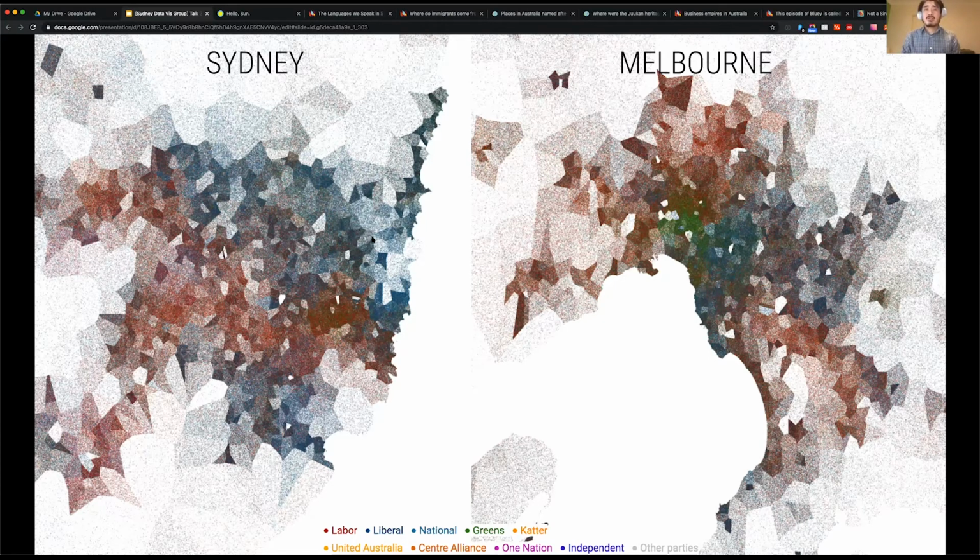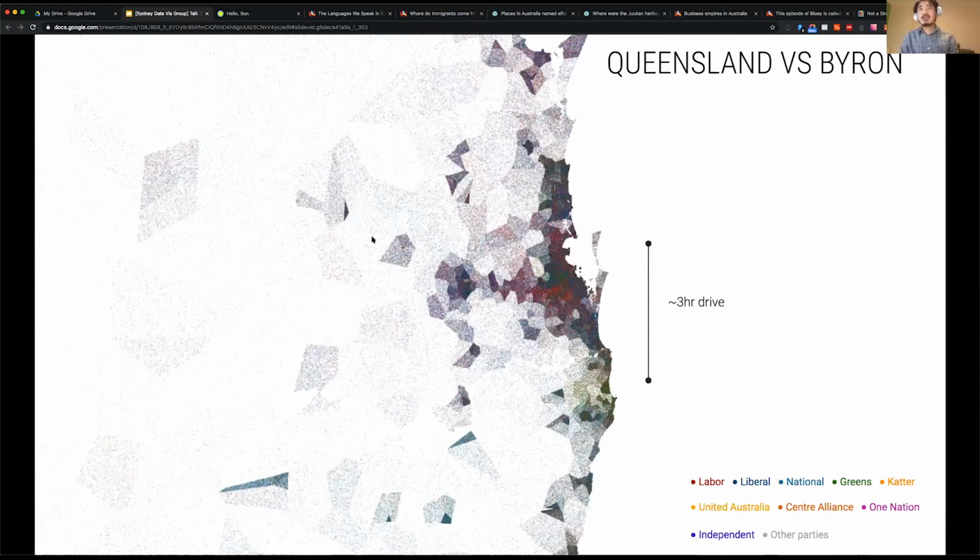And last election, Queensland was a big surprise. Labor didn't win as many seats as expected. If we look at this bit, it is Brisbane versus Byron, I think. From a three-hour drive, it is a world of difference. From a very green, left-leaning populace, as you go up to Brisbane City, again, very metropolitan, very Labor leaning.